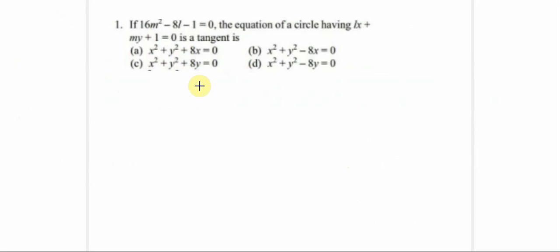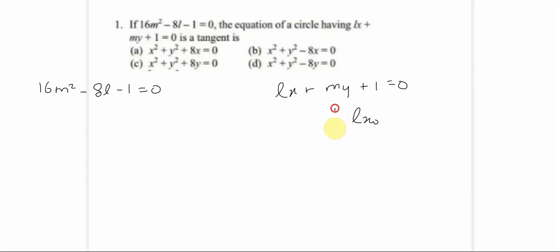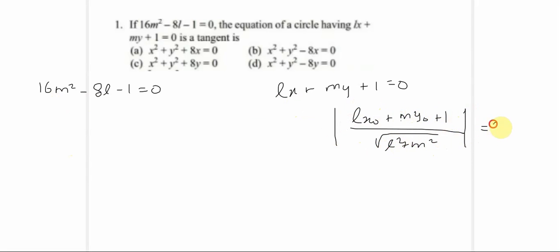Okay, this is the first problem related to the same passage. So here we observe that 16m square minus 8l minus 1 equal to 0. Again the tangent is the same, lx plus my plus 1 equal to 0. So since the tangent equation is the same, we again want an expression of the form lx naught plus my naught plus 1 divided by root over l square plus m square equal to r.